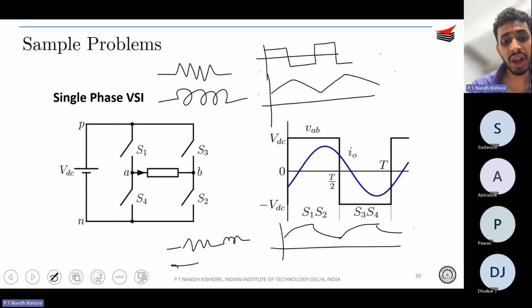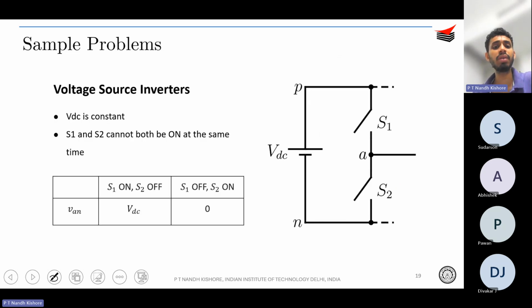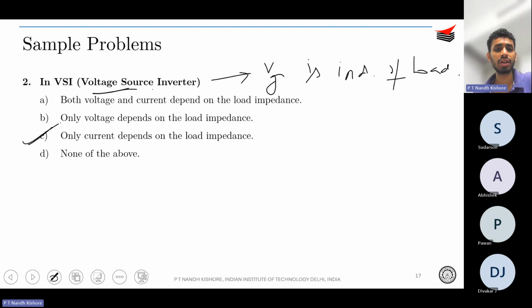And if you have RLC in resonance, you may get even a sinusoidal waveform. So the point is, your current is dependent on the load, right? Based on the load, your current wave shape changes, but the wave shape of the voltage remains constant, independent of the load. Okay. That is why for a voltage source inverter, only current depends on the load impedance.